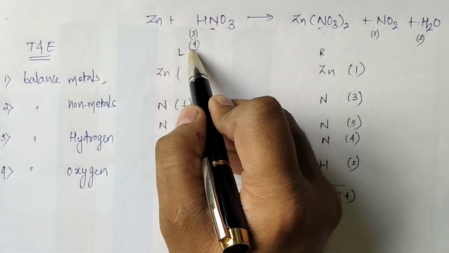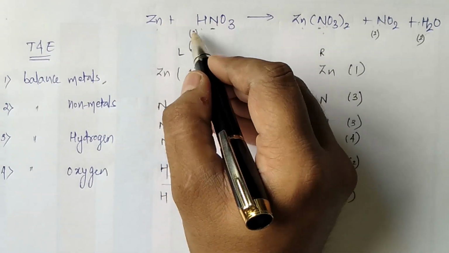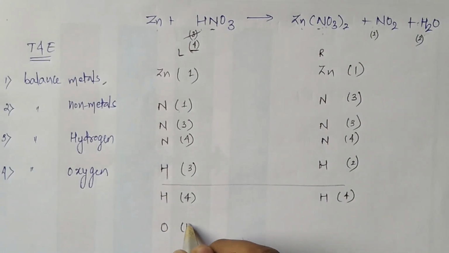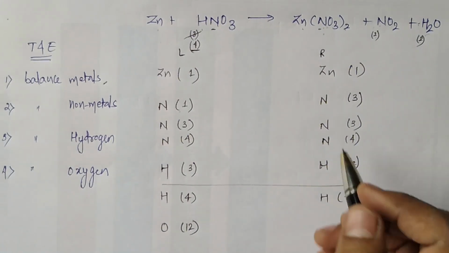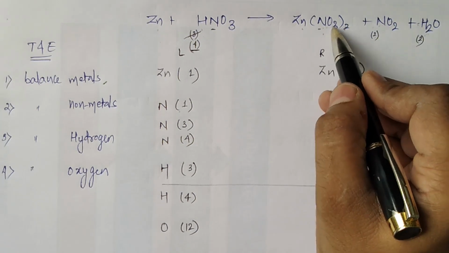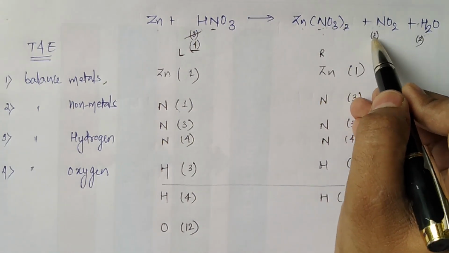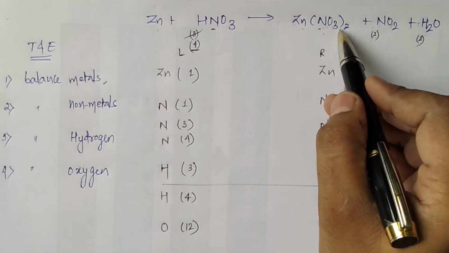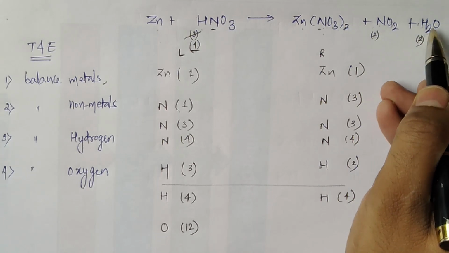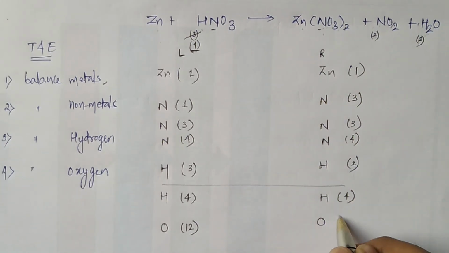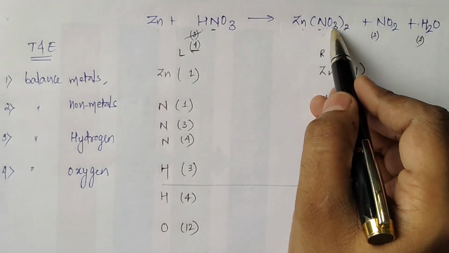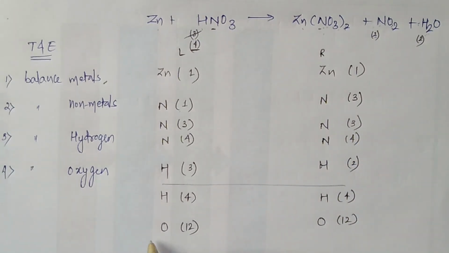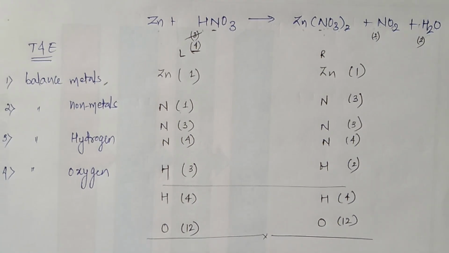Now the last part will be the oxygen. With respect to 4, 4 3s are 12, so oxygen will be 12 over here. And here if I check, 3 2s are 6, 6 plus 2 2s are 4, 6 plus 4 is 10, plus 2 is 12. Oxygen is also 12. So ultimately now this equation is balanced.